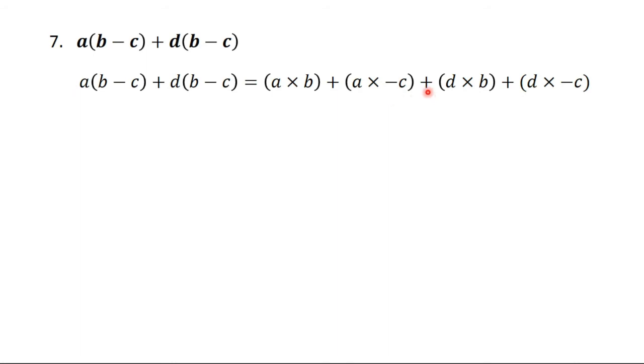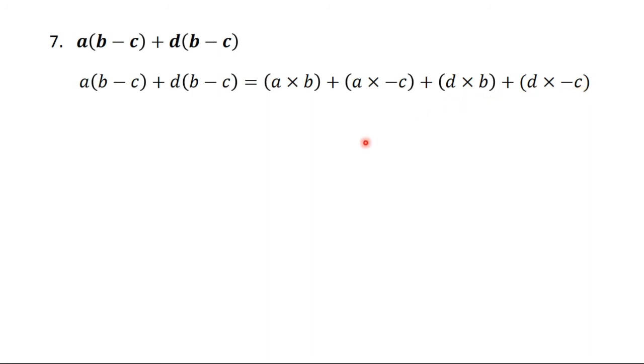You bring your addition sign since you've closed a bracket. Then you open another one again. We are doing it for this side. D times b is going to be d times b here. Then since we've closed the bracket here, we bring addition sign and we open another bracket. D times minus c. So d times minus c will be here.